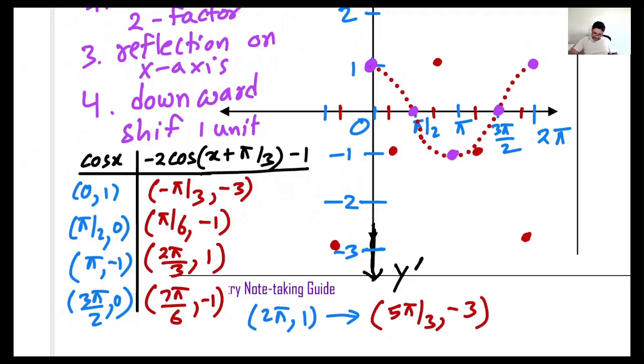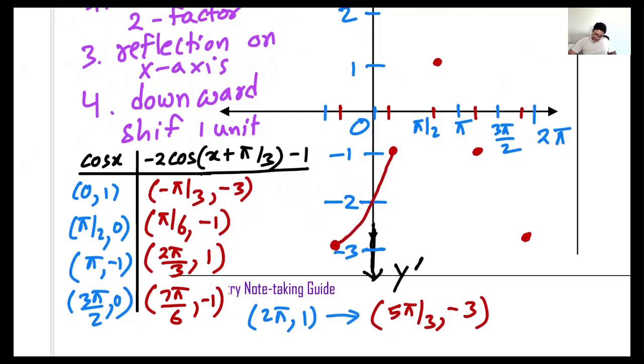I will erase my original graph now, otherwise it will be difficult to see. Remove all of that, remove this, and maybe just that. Now let us sketch. It will be a freehand graph.